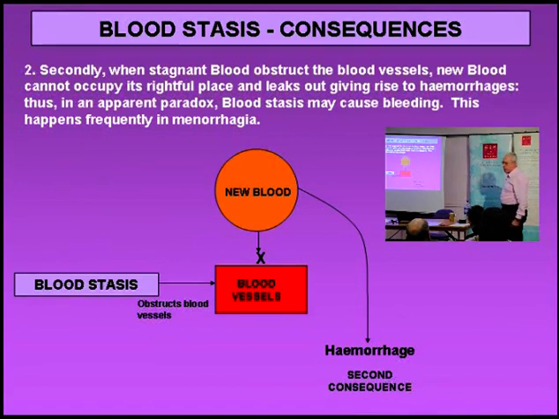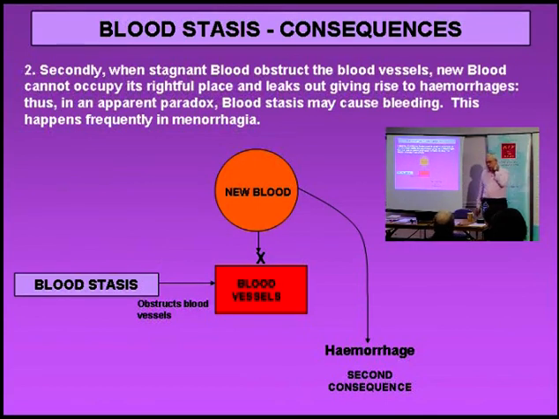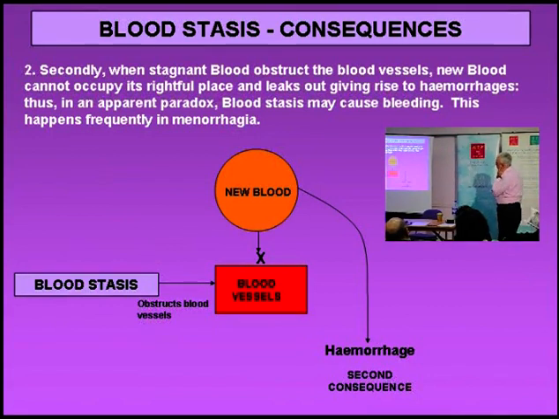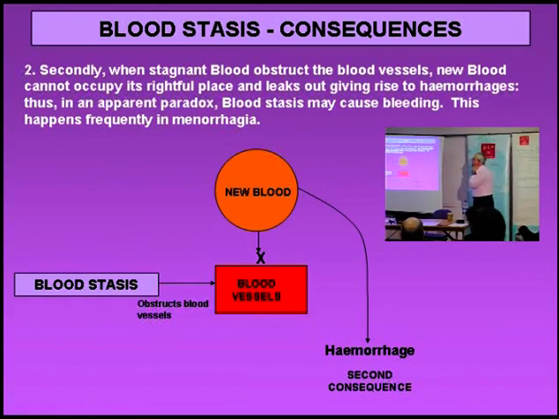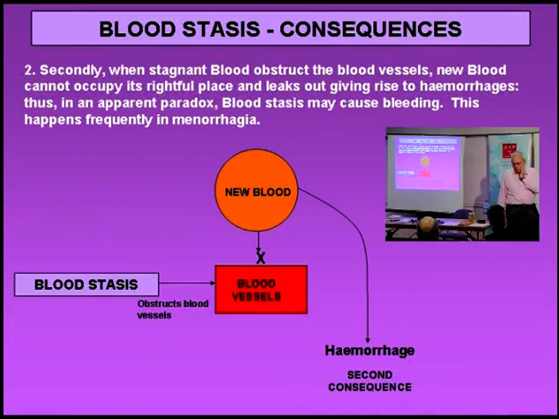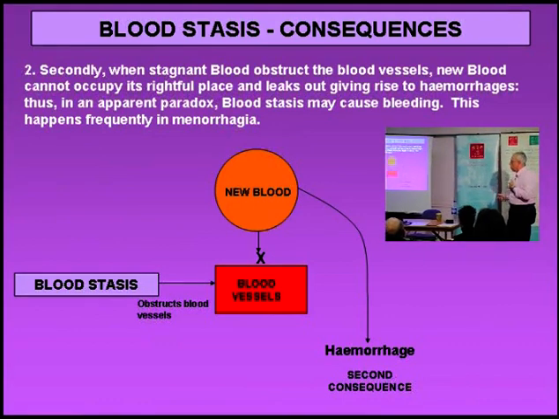So paradoxically, you can have heavy periods or bleeding in other parts of the body from blood stasis. Obviously, in the case of the uterus, this arrow here, this line here, should actually go through the red box, obviously, because the blood comes through the uterus. However, blood stasis is seldom the cause of bleeding by itself. It usually aggravates the bleeding from Qi Xu or from blood heat.